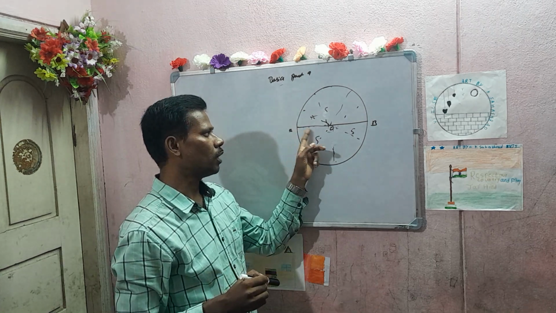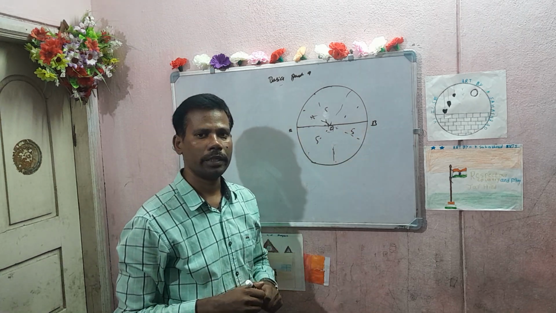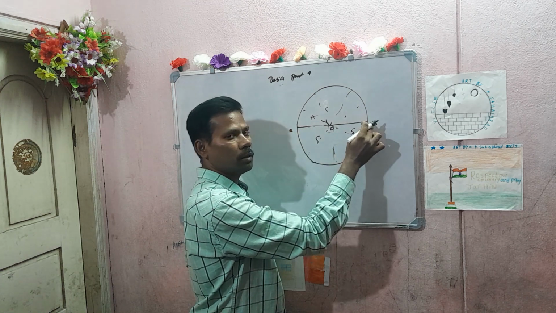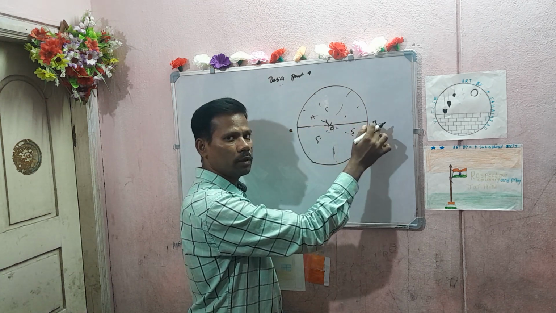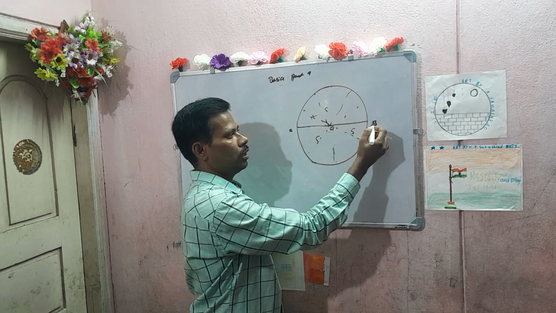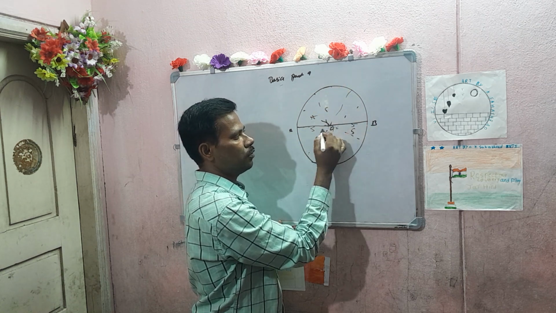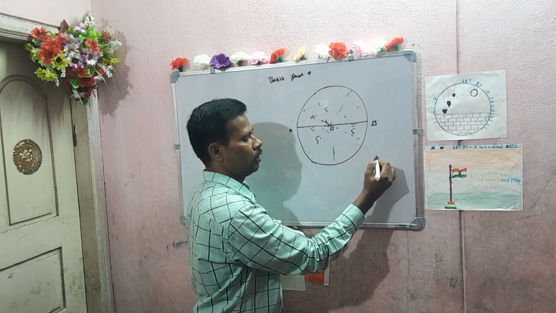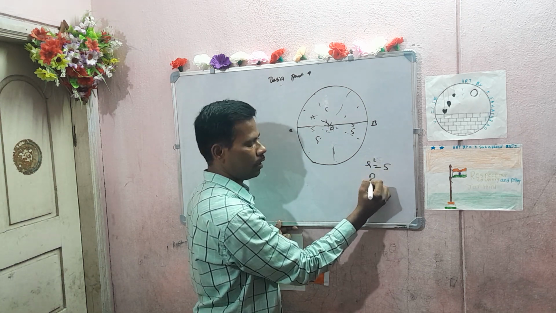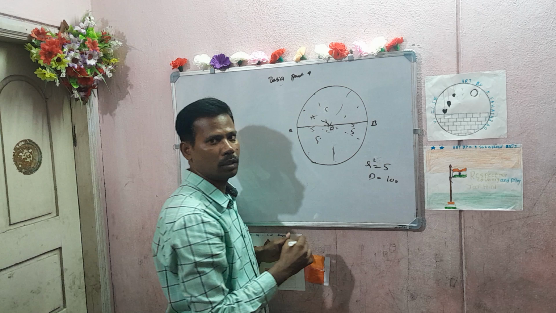A line segment passing through the center of the circle is nothing but the diameter. Diameter means a line segment passing through the center of the circle. So the AB is 5. If this is 5, this is 5. Total length is 10. If the radius is 5, the diameter is equal to 10 centimeters.